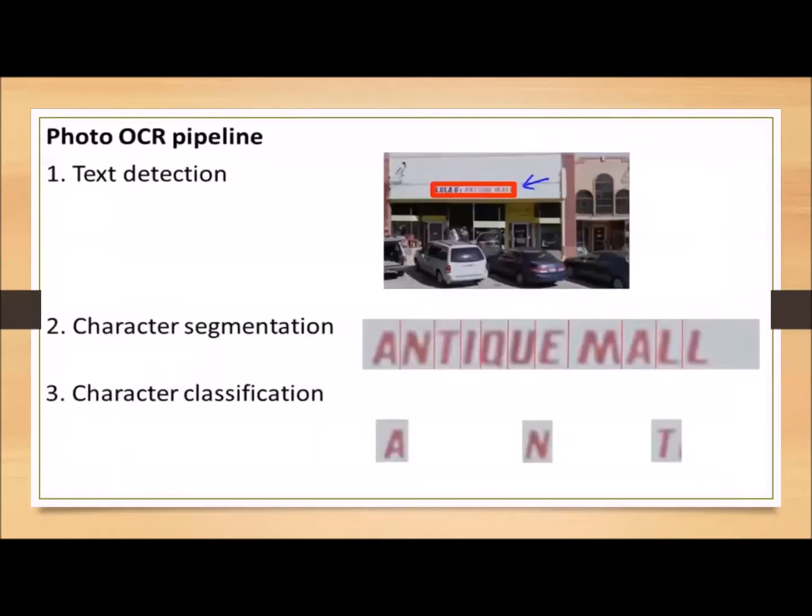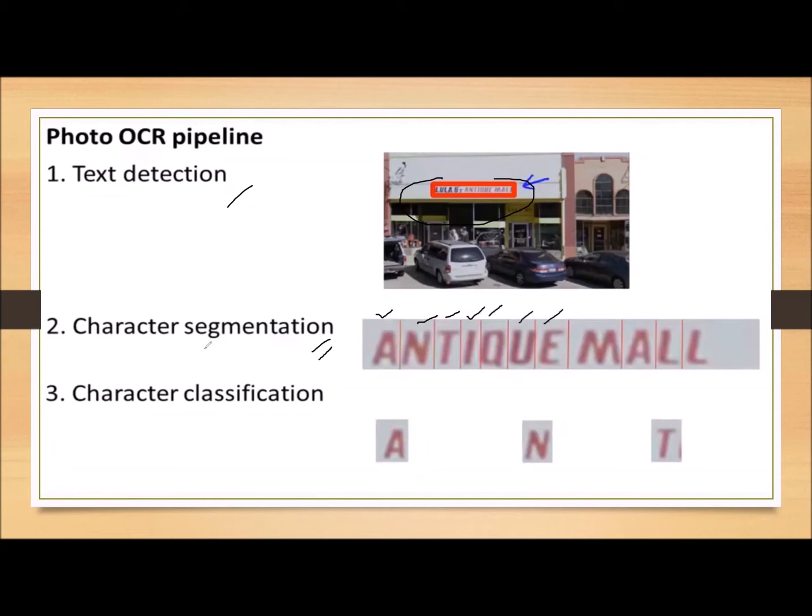For that, in this photo OCR problem, we are dividing the problem into three stages. First, we are detecting the text. Wherever the text is appearing, we detect that; that is the first stage. In the second stage, within the text itself, we are segmenting every character, whatever the language may be. Because the text is in English, I am segmenting so that A is one letter, N is one letter. I am segmenting every letter.